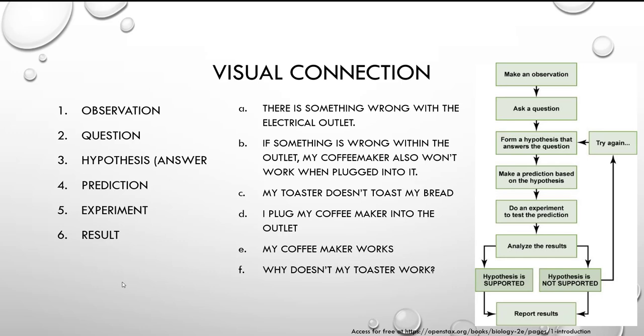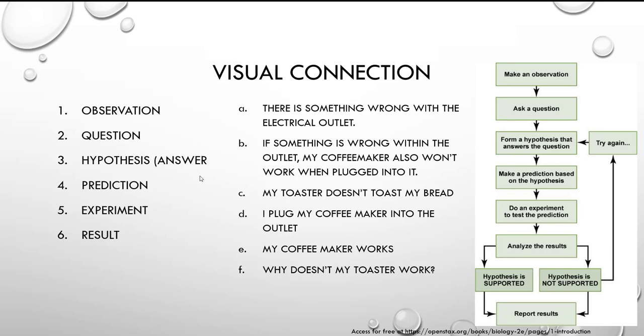All right, so let's do this little visual connection here. We're going to match the statement with the step of the scientific method. So we've got to figure out which one of these is the observation. Let's see, we have: there is something wrong with the electrical outlet. If something's wrong with the outlet, my coffee maker also won't work when plugged in. My toaster doesn't toast my bread. I plug my coffee maker into the outlet. My coffee maker works. Why doesn't my toaster work?